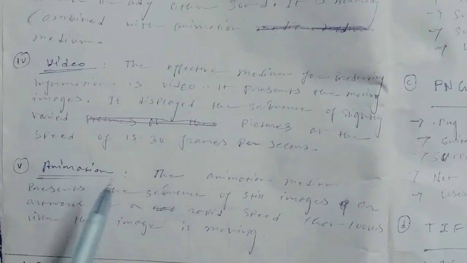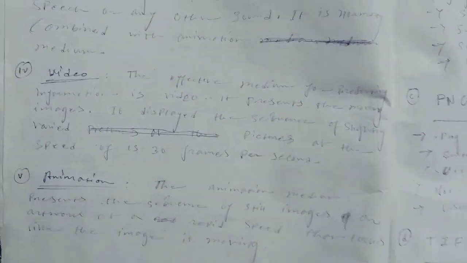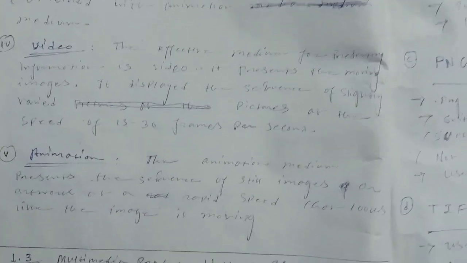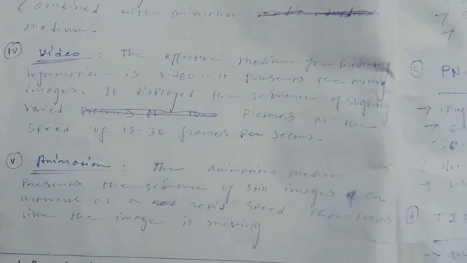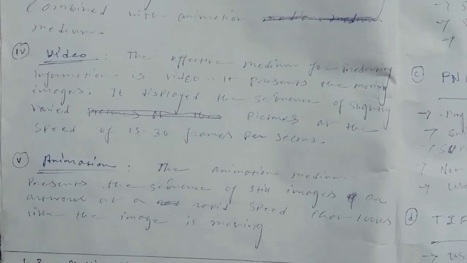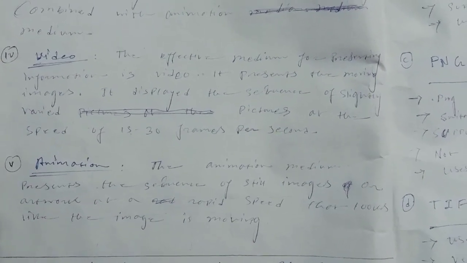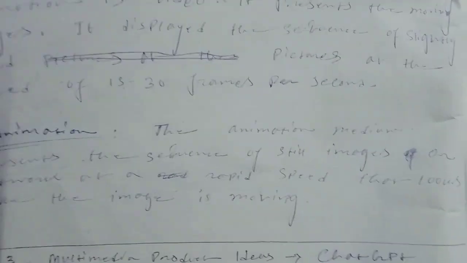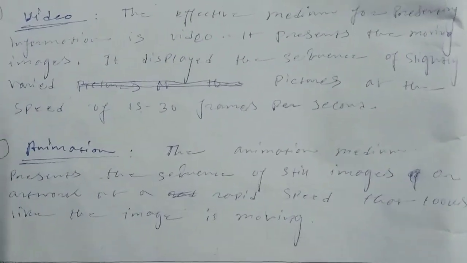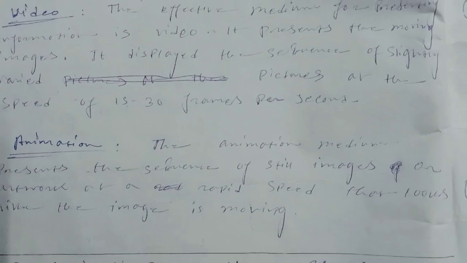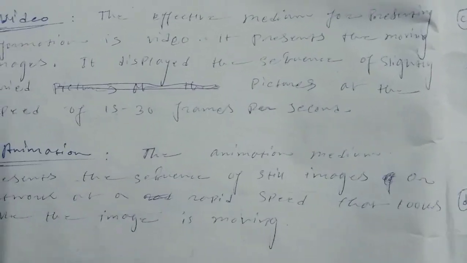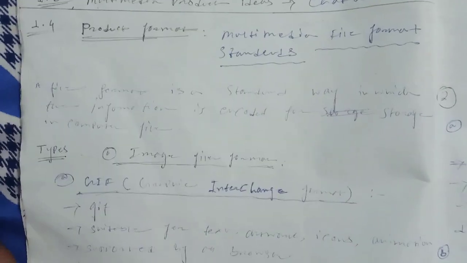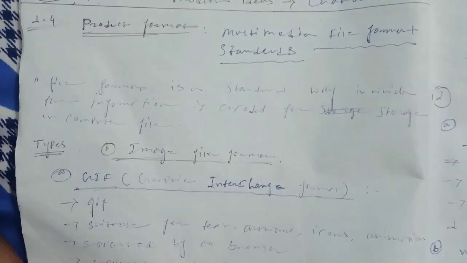The fifth and the last component of multimedia is animations. The animation medium presents a sequence of still images or artwork at a rapid speed so that it looks like the image is moving. Basically, an animation can be an unreal object which can be formed or manipulated to move in a way the creators want.